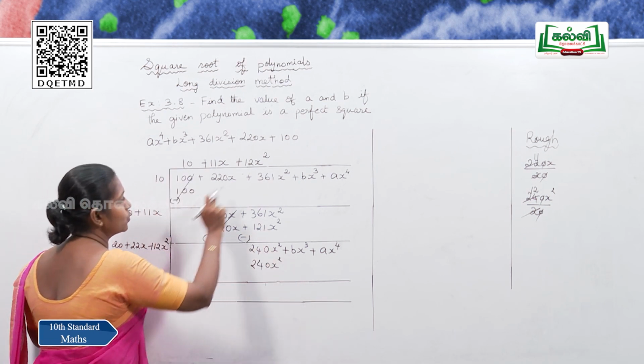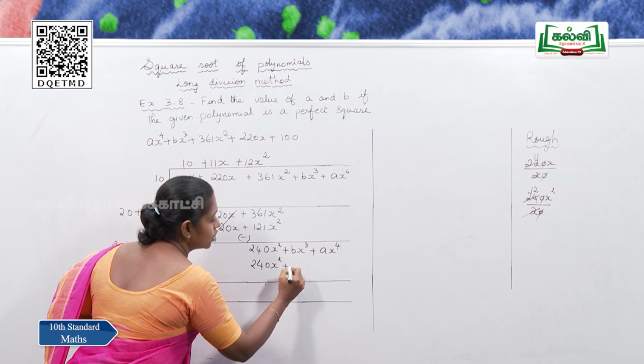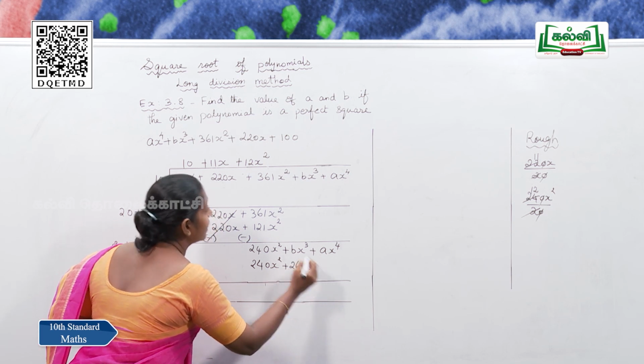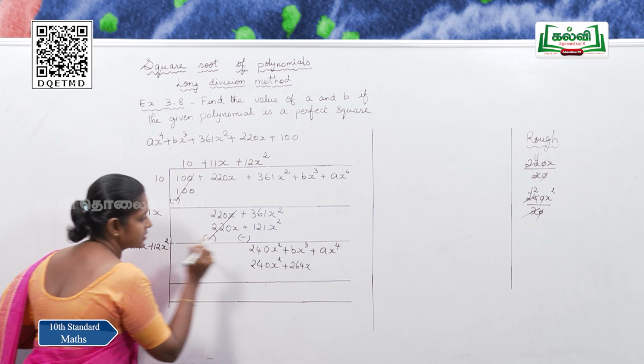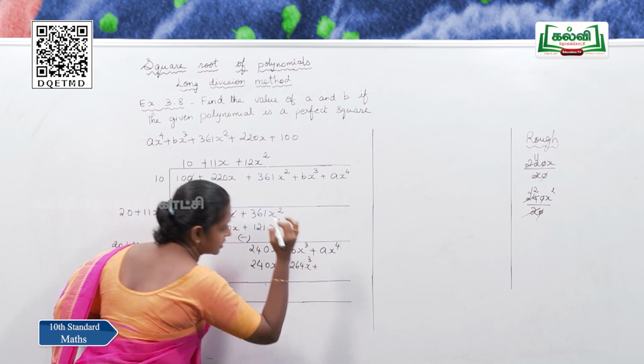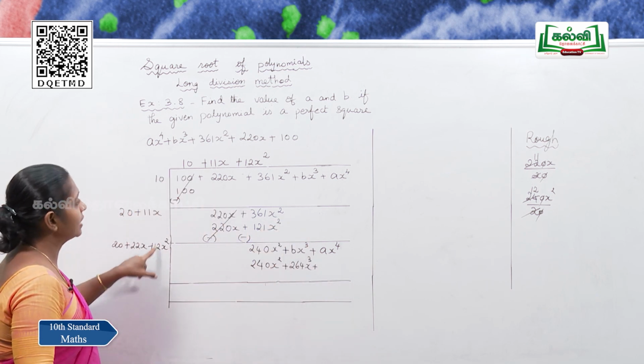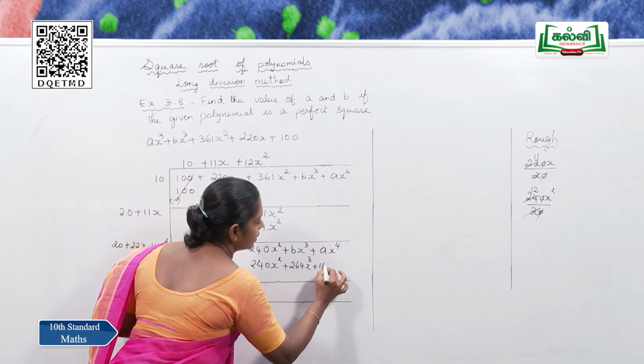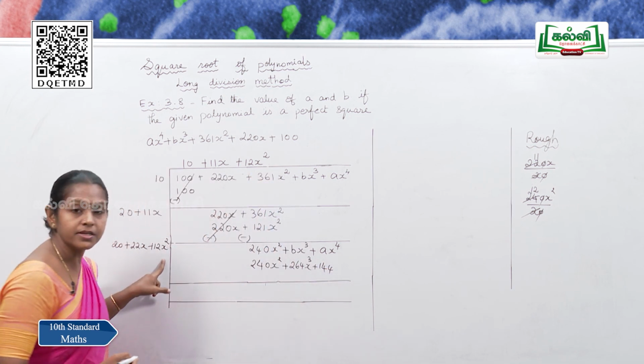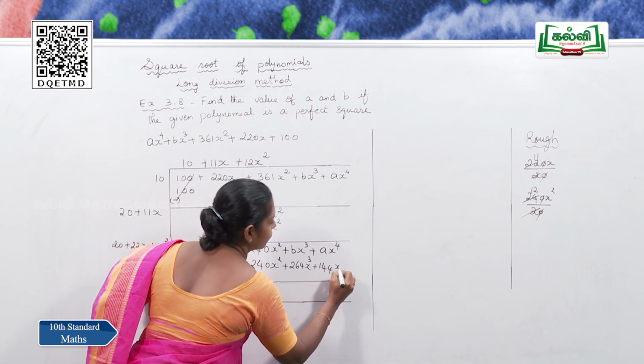Next, 22 into 12 is nothing but what? 264x squared into x is nothing but what? x cubed. Next, 12 into 12, 144, x squared into x squared, x to the power 4.